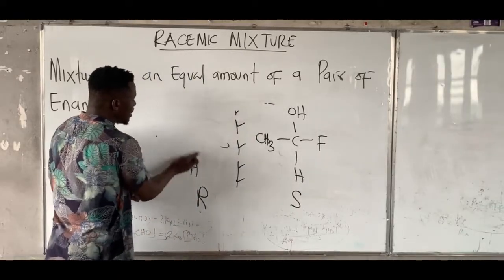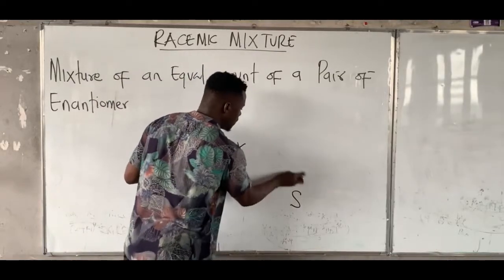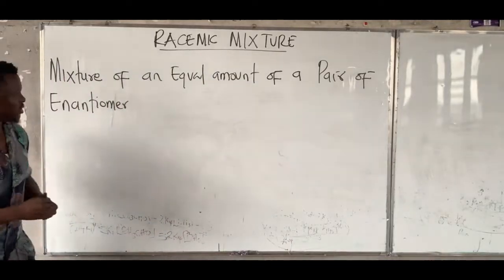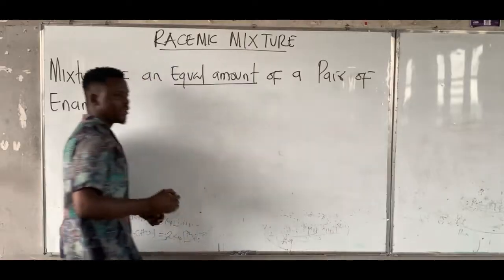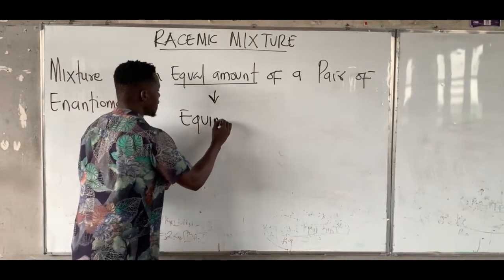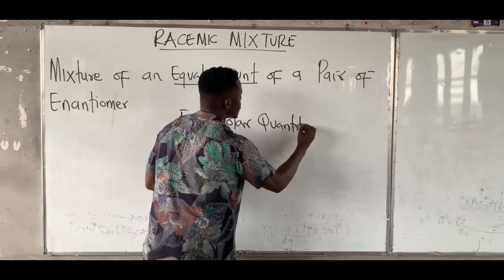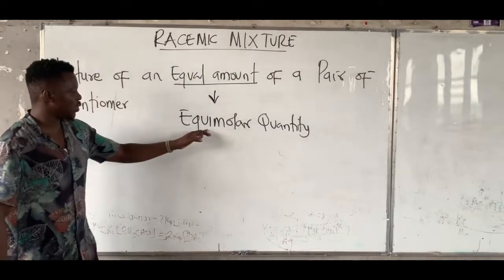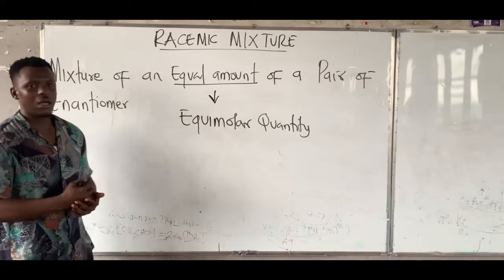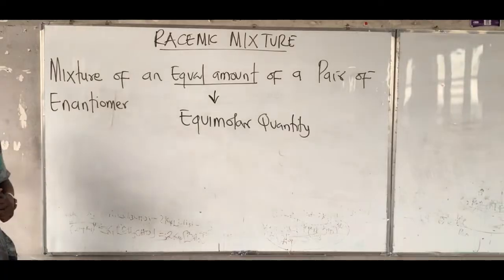So in case you're being asked, they will not ask you to draw the structure. They'll ask you about a mixture of equal amounts of enantiomers. There are two ways they can ask that question. In place of equal amount, they can choose to use equimolar quantities. Equimolar means equal amounts. Alright? So once you mix two compounds that are mirror images of each other in equal amounts, that forms a racemic mixture.